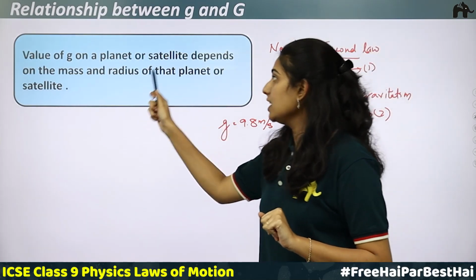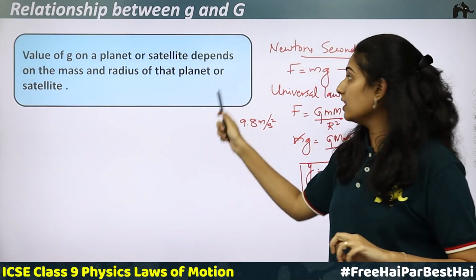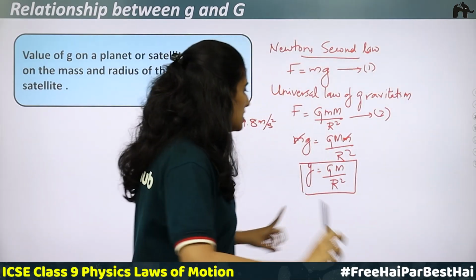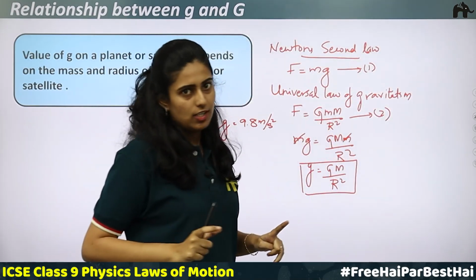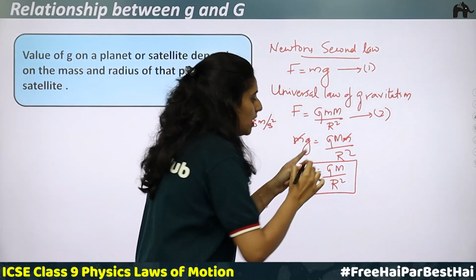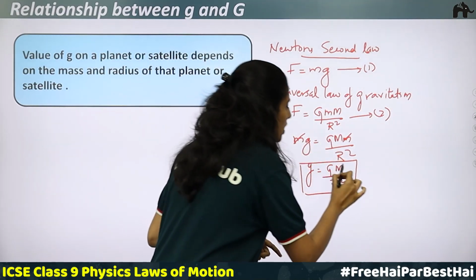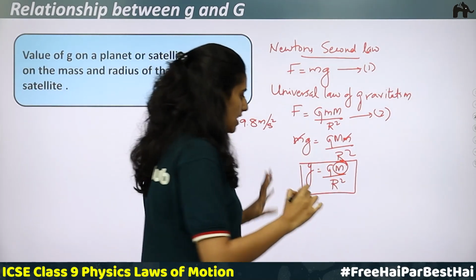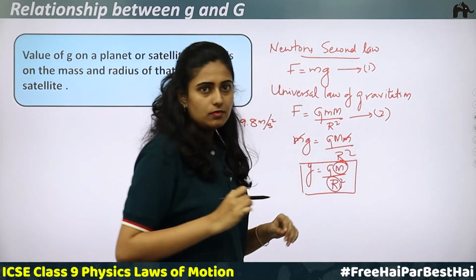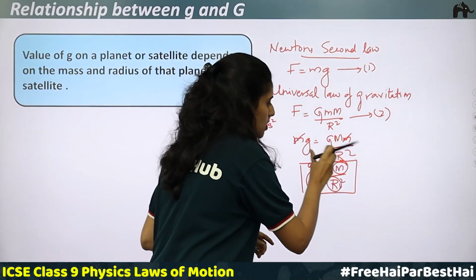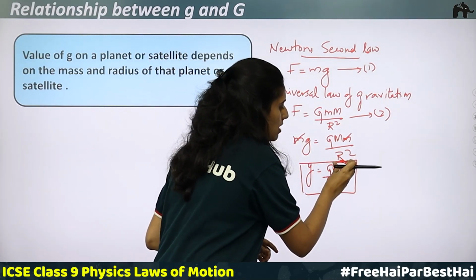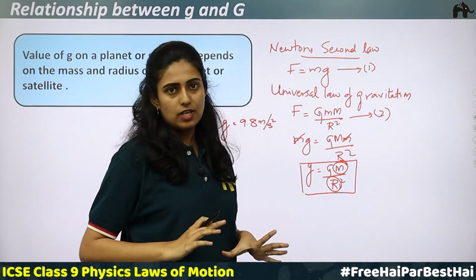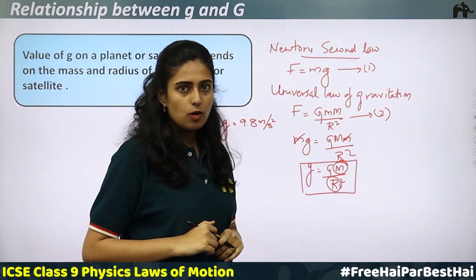The value of g on a planet or satellite depends on the mass and radius of that planet or satellite. It does not depend upon the mass of the body. We can see g is independent of the mass of the body. It depends only on the mass of the planet or the satellite and the radius. If it is the moon, you will have to substitute the values for the mass of moon and the radius of moon. Then you will get the acceleration due to gravity on moon. Clear how to calculate g?